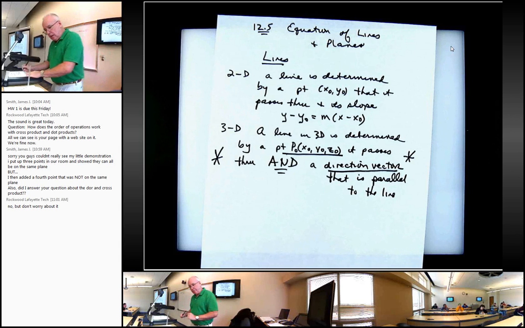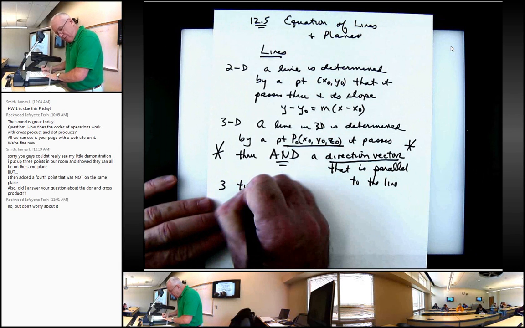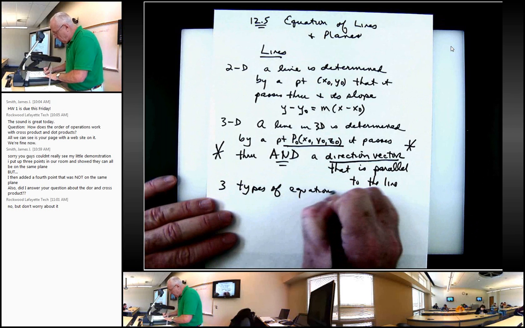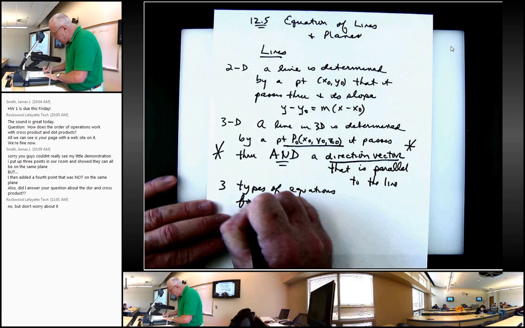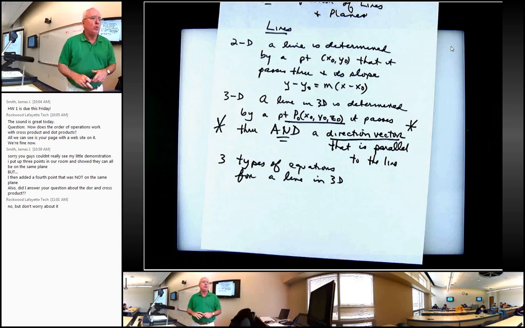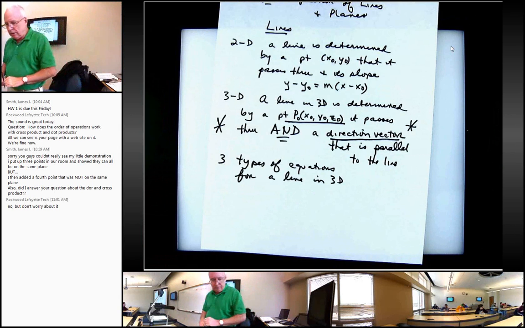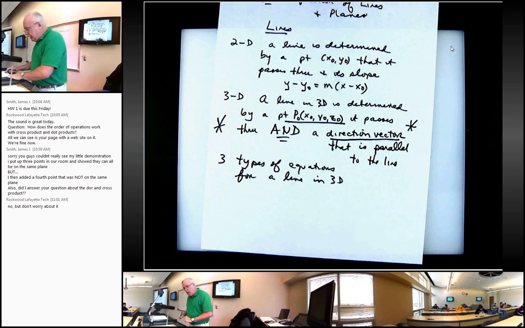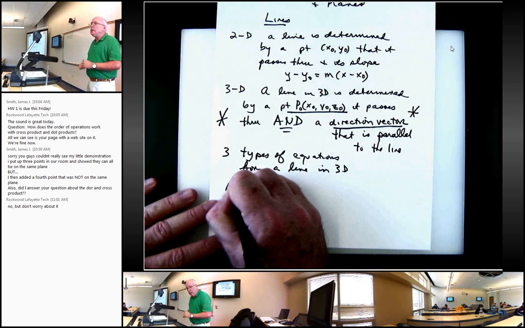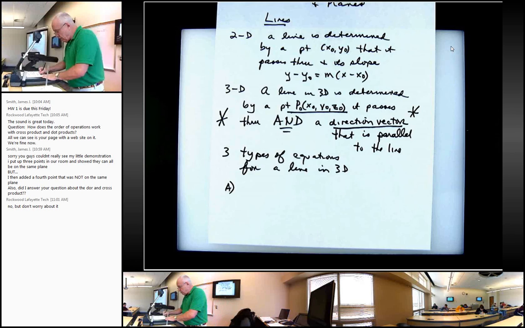Okay. And we can have three types of equations for a line in 3D. Just like we had in 2D, we had different forms of equations for a line in 2 dimensions. All right. The first one, A, we can write the equation of a straight line as what is called a vector equation.